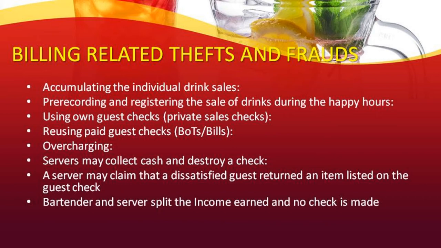Firstly, accumulating the individual drink sales. This fraud often happens when a group of guests are running up a tab. It is done particularly for a liquor until the entire bottle is used and ultimately recorded as a bottle sale. The sales price of a full bottle is generally lesser than the accumulated sales of the equivalent number of individual drinks obtained from the same bottle. Thus, the difference will be pocketed.